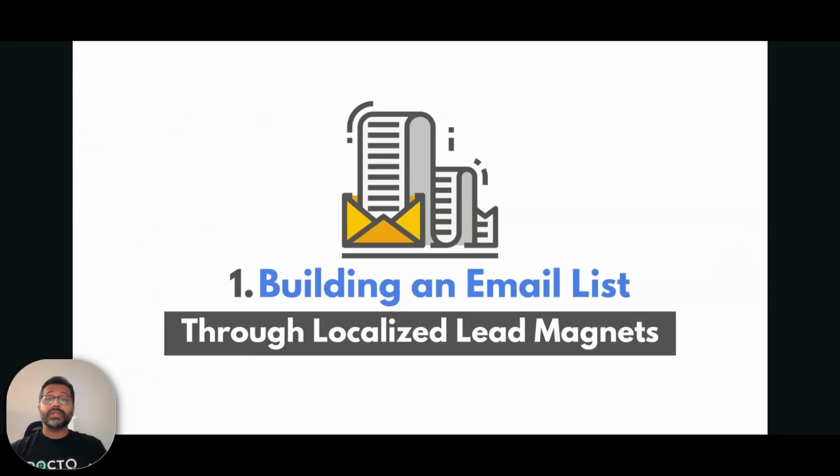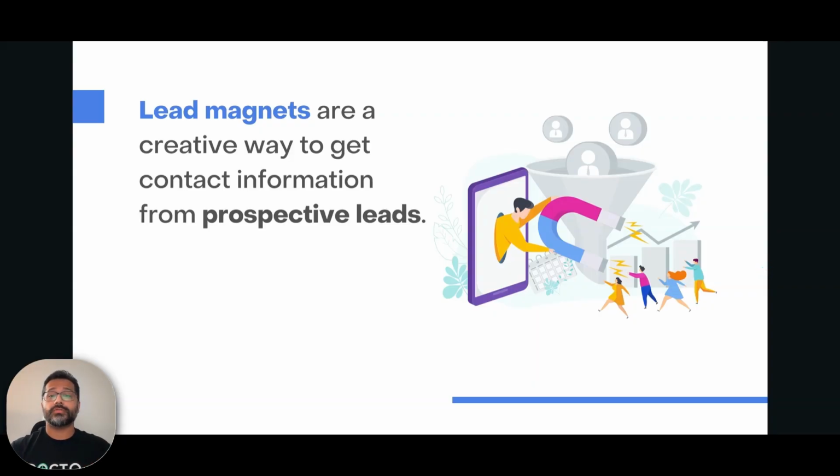First off, building an email list through localized lead magnets. Lead magnets are a value-adding way to get contact information from prospective patient leads. These can be things like ebooks, white papers, training videos, and so on. The idea is the lead has to enter their name and email address in order to gain access to the lead magnet. And since you're a practice localized to a specific community, it's much less effective to share a generic lead magnet that could be used by anyone across the world.